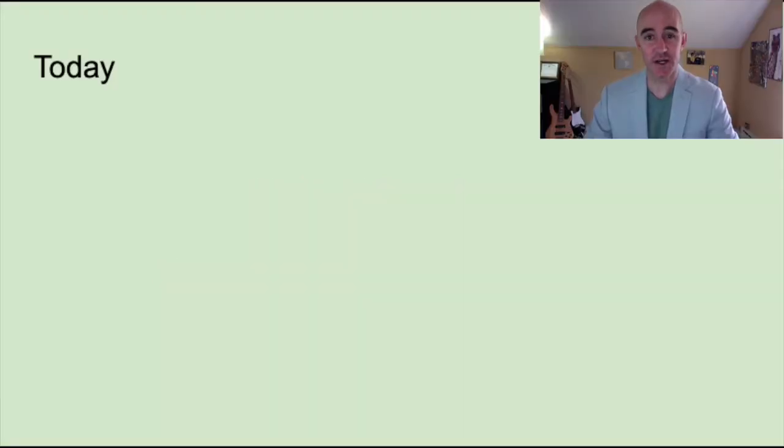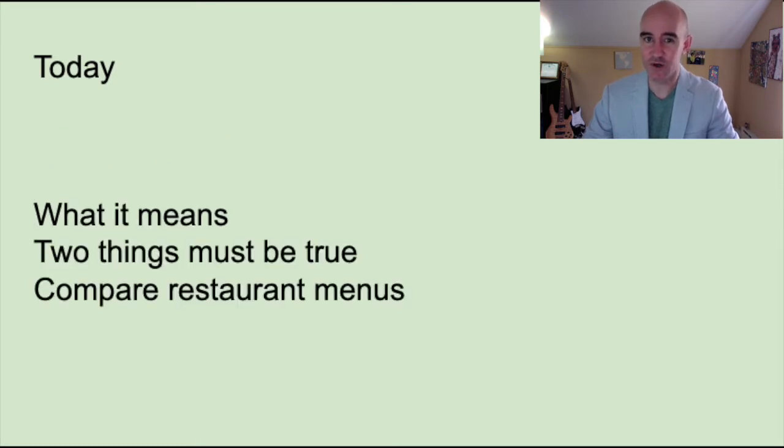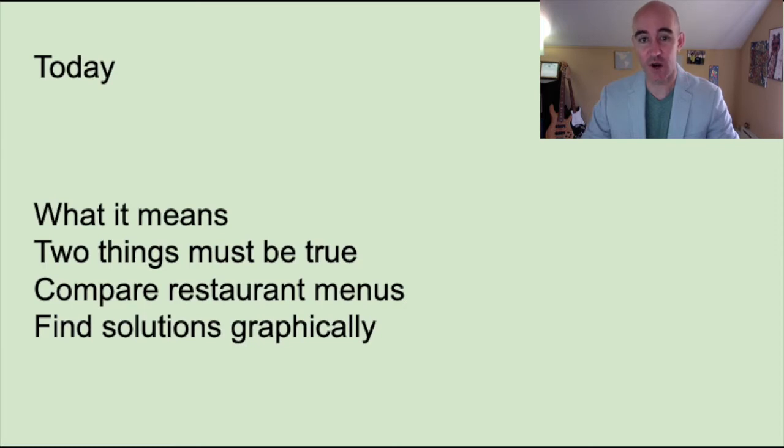So today we're going to talk about what it means to be a solution to an equation or to a system of equations. We're going to talk about what it means when two things must be true at the same time. We're going to compare some restaurant menus. We're going to find solutions to a system of equations graphically. We're going to examine some tricky cases, and then you're going to practice.